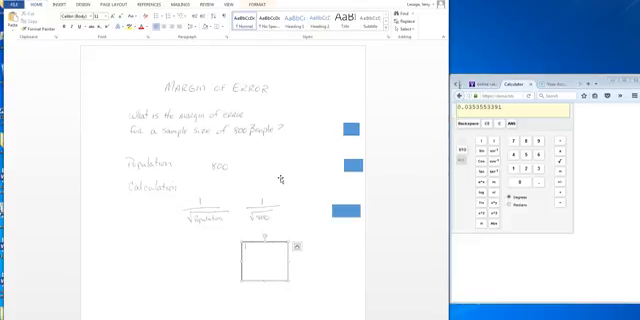So again, margin of error, very simple calculation. Find the population, create a fraction with 1 over the square root of the population. Use your calculator to find what the square root of 800 is. Divide that into 1, and that will give you the answer. And that's it for margin of error.